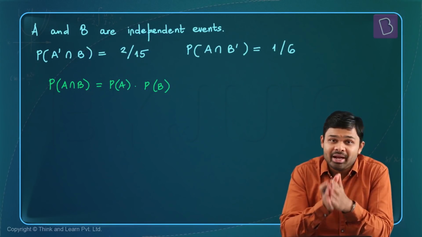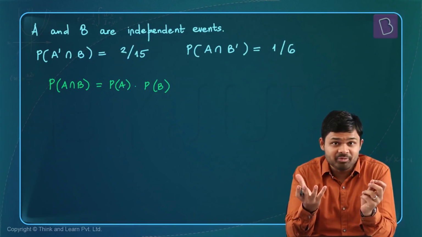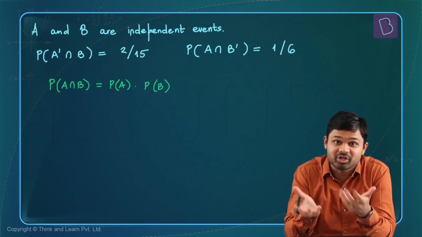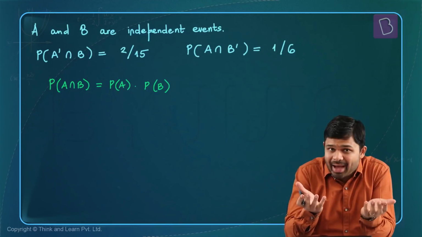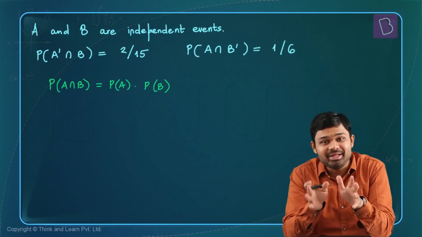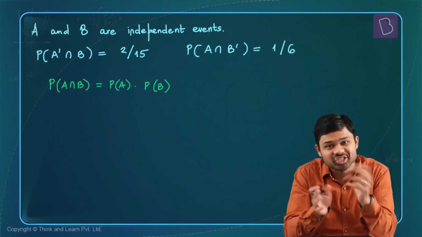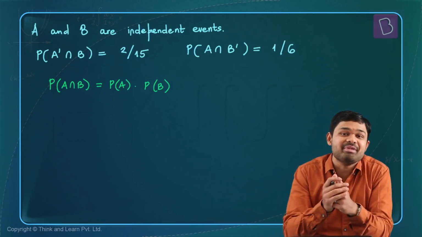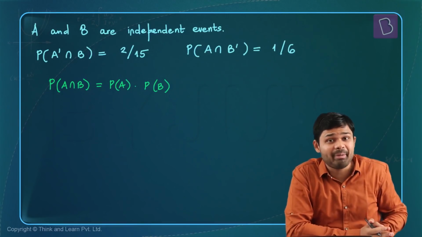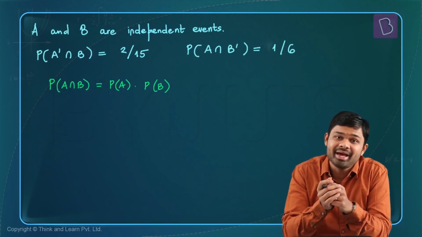It does hold, because whether A happens or not does not affect B. So the complement of A happening or not will also not affect B, because these are independent events. So A happens or not, B is not affected. B happens or not, A is not affected. Similarly, A not happening, which means the complement of A happens, does not affect B, because A and B are independent events.